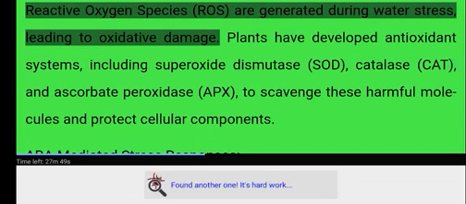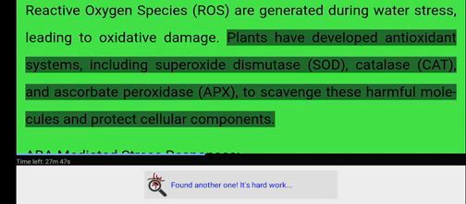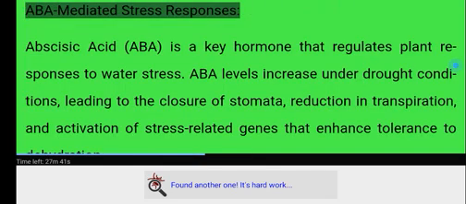Antioxidant defense systems. Reactive oxygen species, ROS, are generated during water stress, leading to oxidative damage. Plants have developed antioxidant systems, including superoxide dismutase, SOD, catalase, CAT, and ascorbate peroxidase, APX, to scavenge these harmful molecules and protect cellular components. Hormonal stress responses.